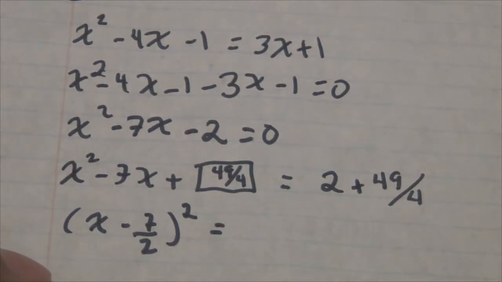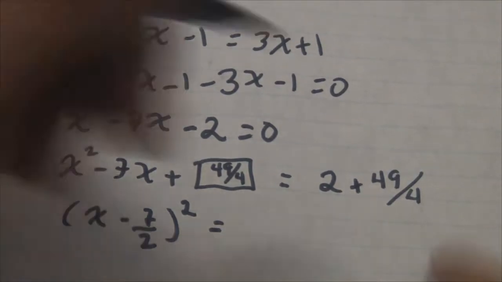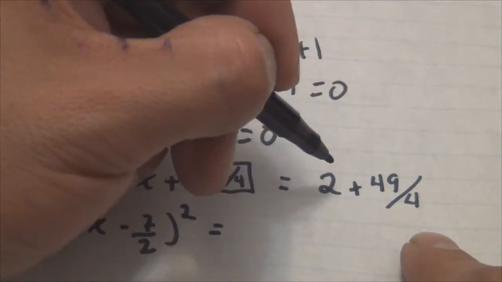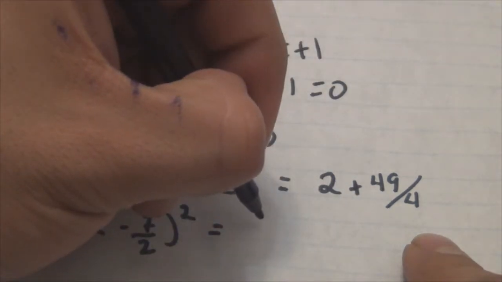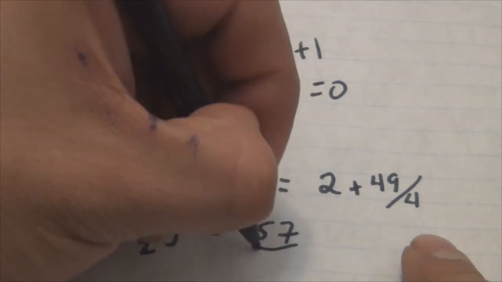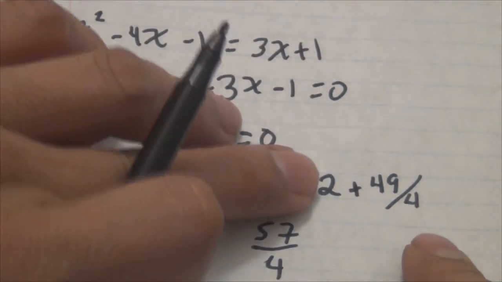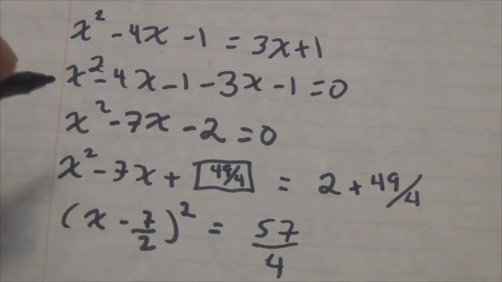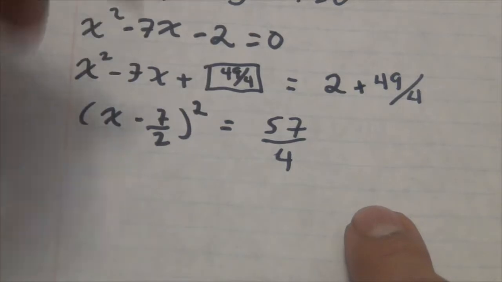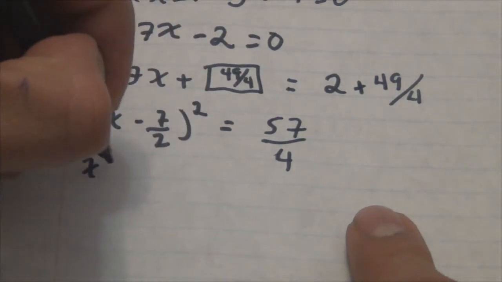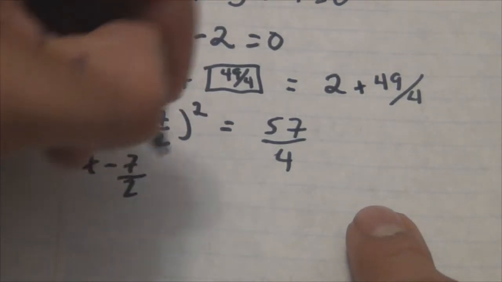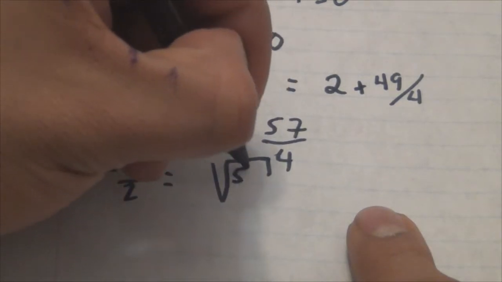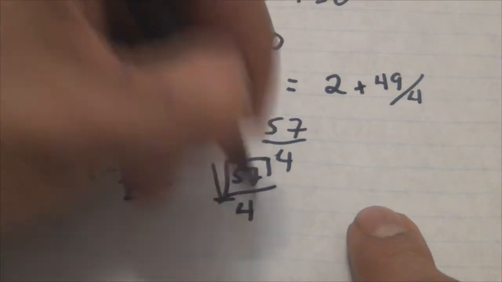Okay, so what is 2 plus 49 over 4? Well, this turns into 8 over 4. So 8 plus 49, that is 57 over 4. Okay, so 57 over 4. And now we square root both sides. So I get x minus 7 over 2 equaling the square root of 57 over 4.